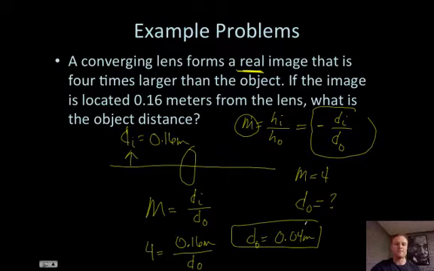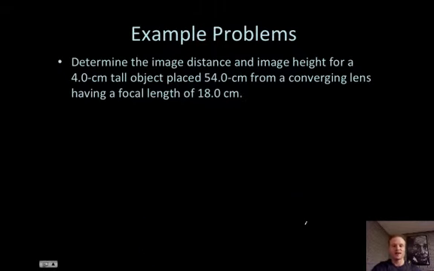In the previous example problem, I was using the lens equation. In this problem, I used the magnification equation. In the last problem, which is a little more intense, we're going to be using both equations. It's very exciting. It says determine the image distance and image height for a 4 centimeter tall object placed 54 centimeters from a converging lens having a focal length of 18 centimeters.